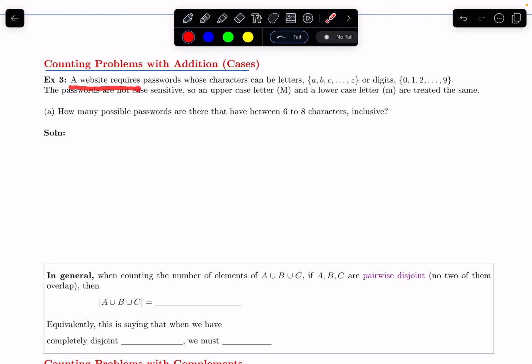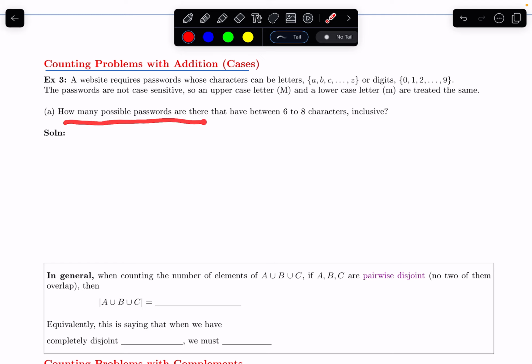Let's look at an example, which says that a website requires passwords whose characters can be letters, so those are things A, B, C, up until Z, or digits, which are integers between 0 and 9. And the passwords are not case sensitive, which means that an uppercase letter like capital M and a lowercase letter like lowercase m are treated the same.